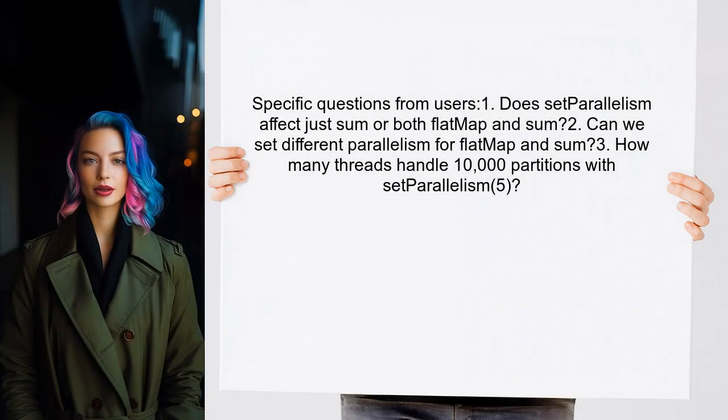Let's take a look at the specific questions that have come up. One user asked, does the set parallelism function apply to just the sum operation, or does it affect both flat map and sum? They also wondered if it's possible to set different parallelism levels for different operators, like setting parallelism to 5 for sum and 10 for flat map. Finally, they questioned how many threads would handle 10,000 partitions if set parallelism is set to 5. Sound familiar? Let's explore these questions together.